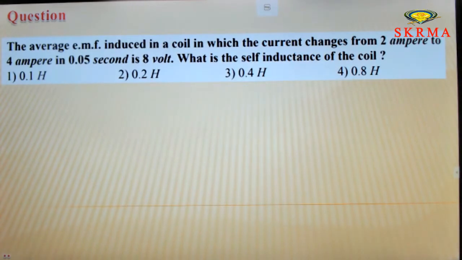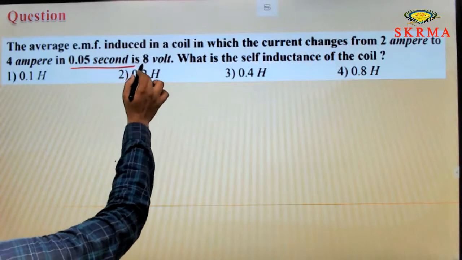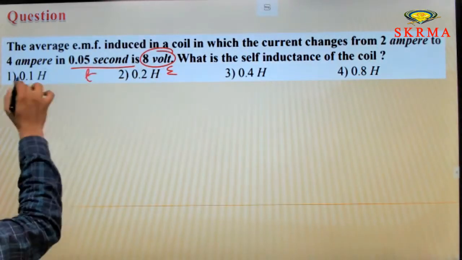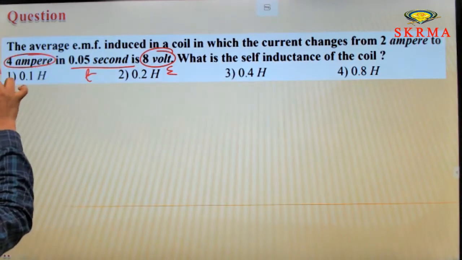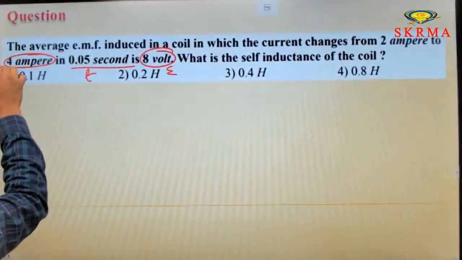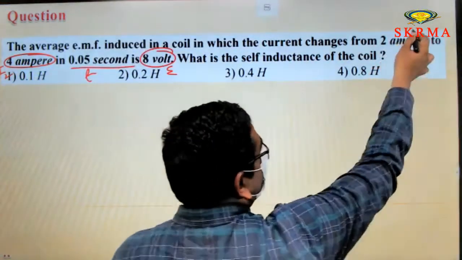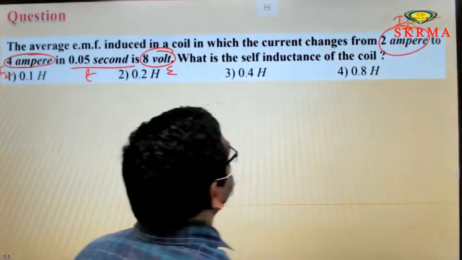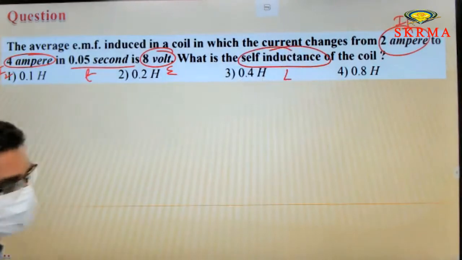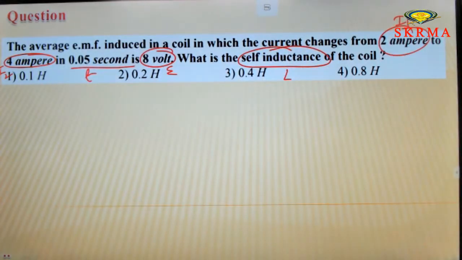Next one. The average induced EMF in a coil in which the current changes from 2 ampere to 4 ampere in 0.5 seconds is 8 volt. So EMF is given and time taken is given. So final current I2 is given. So this is nothing but I2. And I1 also given. So what we have to calculate? Self-inductance L value.